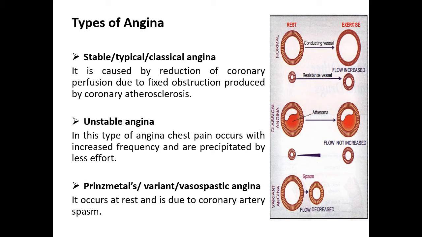So in both types of vessels, you can see that in the resting condition and during exercise or increased physical activity, there is increased blood flow in both types of vessels. But in classical angina, due to an atherosclerotic plug, the blood flow cannot be increased, and it compromises the oxygen demand, which leads to the ischemic condition. And in variant angina, there is a sudden spasm of the blood vessels during resting condition due to unknown reasons, and so that is all about the types of angina.